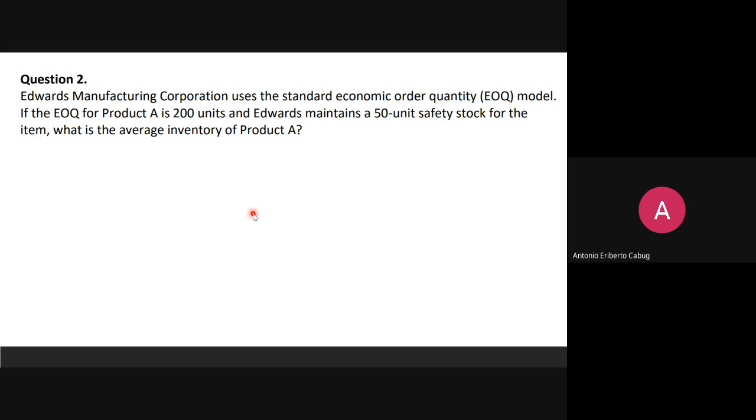Next, Edwards Manufacturing Corporation uses the standard EOQ model. If the EOQ for product A is 200 units and Edwards maintains a 50 unit safety stock for the item, what is the average inventory of product A? Anong answer dito? Enter?